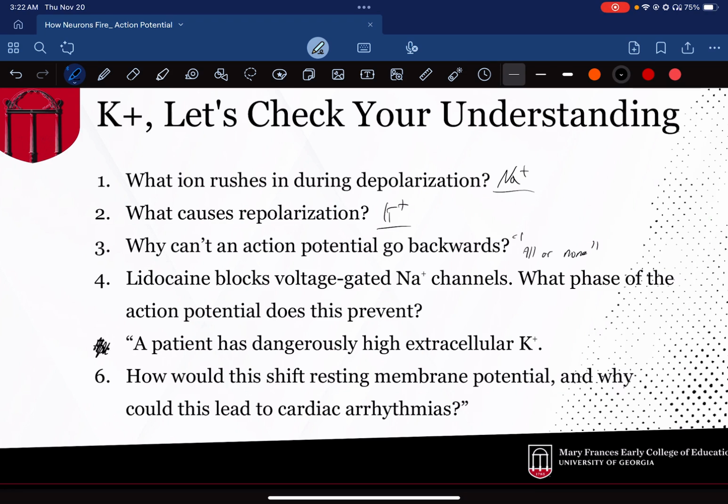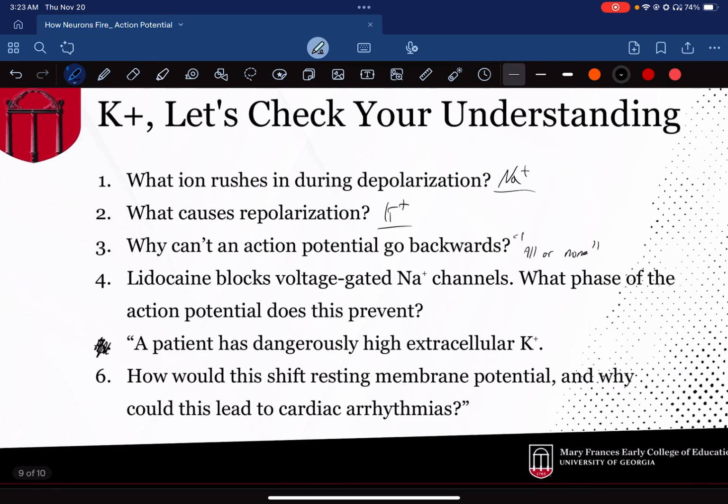So we know lidocaine is a localized numbing agent used in medicine. So lidocaine blocks the voltage-gated sodium channels. What phase of the action potential does this prevent? So we said that our depolarization is involved with our sodium ions. So if this blocks sodium channels, we are likely blocking or preventing depolarization.